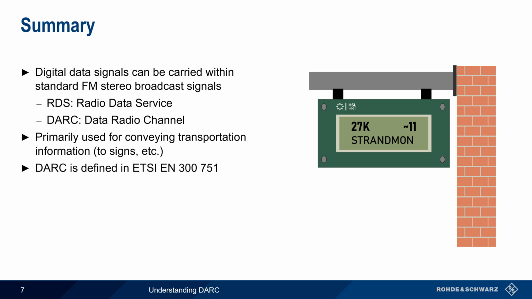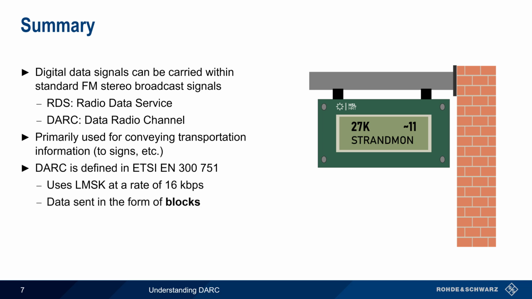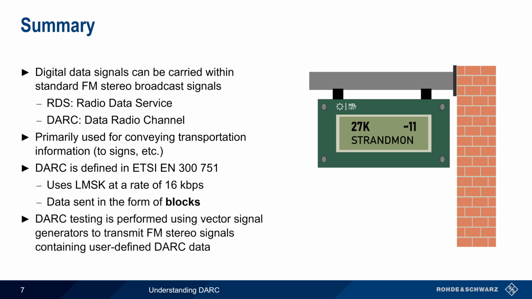DARC is defined in ETSI standard EN 300-751 and transmits data at 16 kilobits per second using a special level-controlled variant of minimum shift keying. This data is sent in the form of blocks, each with a block identification code. DARC receivers can be tested by using a vector signal generator to create FM stereo signals which contain user-defined DARC data. And in some cases, these generators can also introduce impairments into the signal for testing robustness or error detection and correction. This concludes our presentation, Understanding DARC.